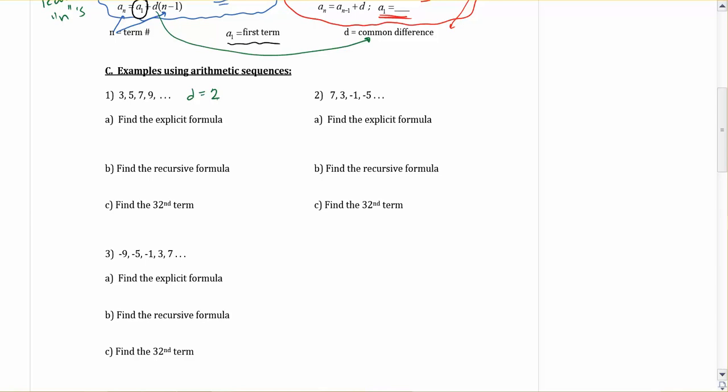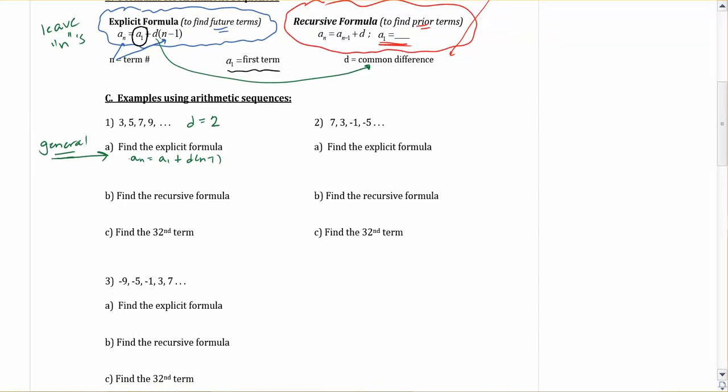So what I want to do is write the general explicit formula, A sub 1 plus d times n minus 1. Every problem, I want you to write that. Okay, write the general formula down. That's the only way you're going to memorize it, is by writing it. Let's plug in what we know. If you remember right above, we're going to leave all the n's because the n's are going to be what we use to predict later.